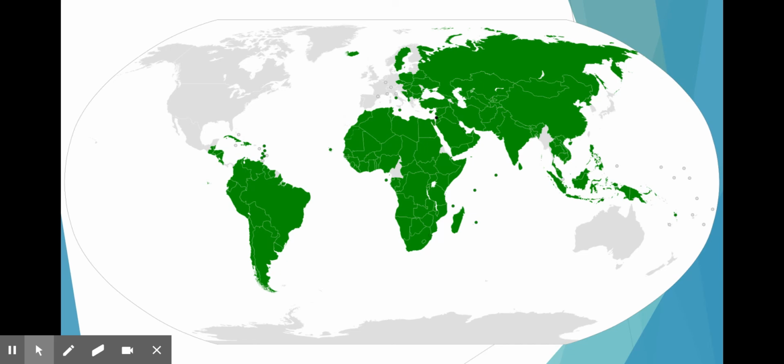And this is another interesting example. We're going to talk about Palestine, but the general sovereignty, or the countries that recognize Palestine as a state internationally, or internationally recognize the sovereignty of Palestine as a country. This is an interesting map that we'll talk more about in class.